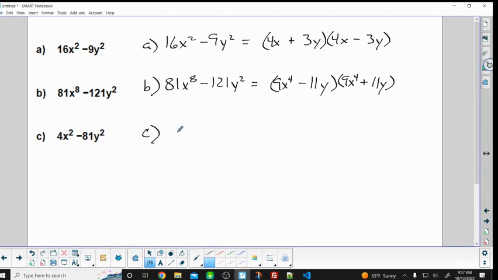So here we go with c. 4x squared minus 81y squared is equal to, and set up my parentheses, and the square root of 4 is 2 and 2. The square root of x squared is x and x. The square root of 81 is 9 and 9. And the square root of y squared is y and y. And just make sure these signs are opposite, plus minus, and we're all set.